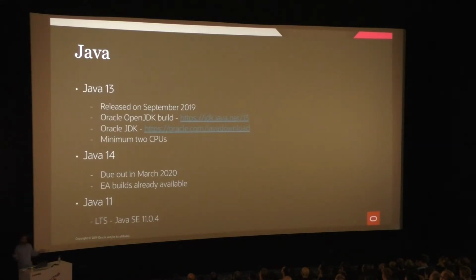No big surprise. With the new release cadence, every 6 months we have a new Java release. So Java 13 was released last week, and Java 14 will be released in March 2020. The current long-term support release is Java 11. I'm not going to discuss this in detail because Wolfgang has a session this afternoon that will cover that. But just be aware, Java 13 is the current release, and Java 11 is the long-term support release.